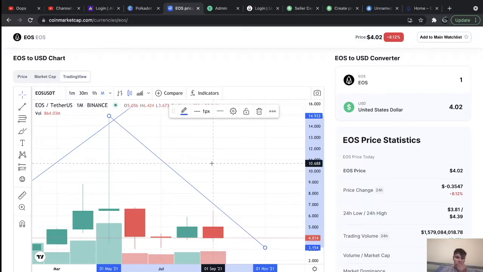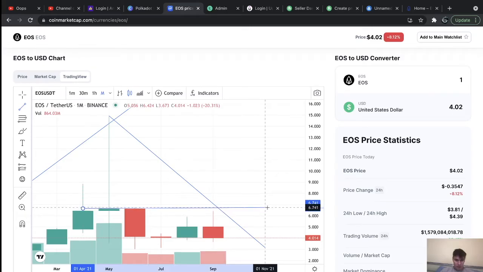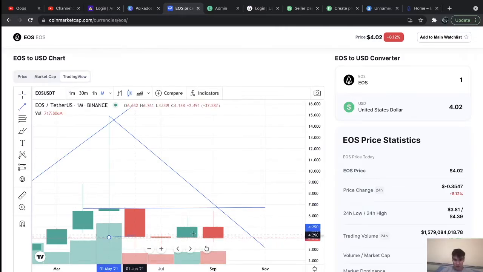Okay. Now, we're going to look at support and resistance. So we got one right here that is currently acting as a resistance. Then we have a good support right down here, a very strong support actually, which is incredible, which is where the current price is at right now.